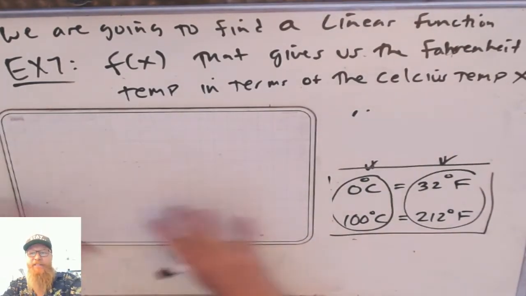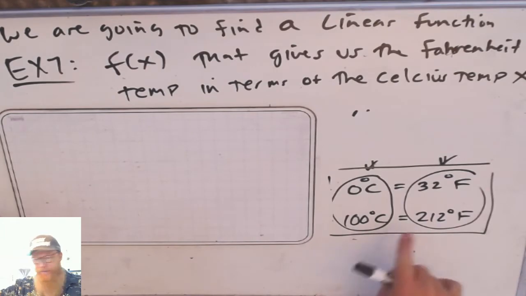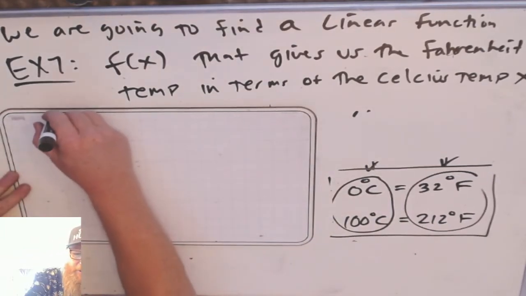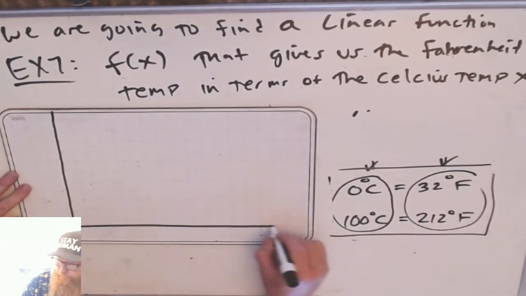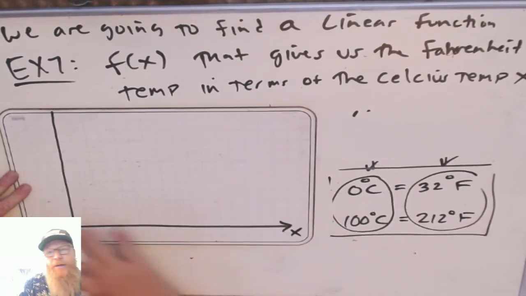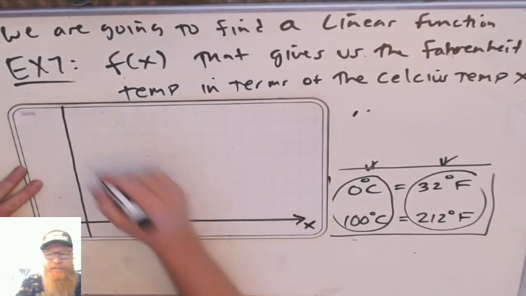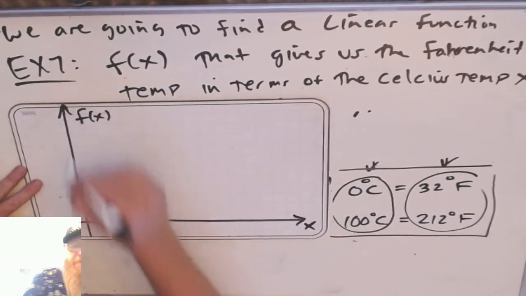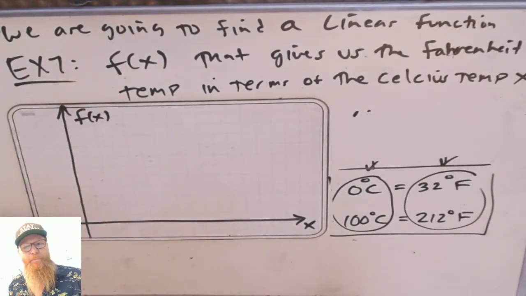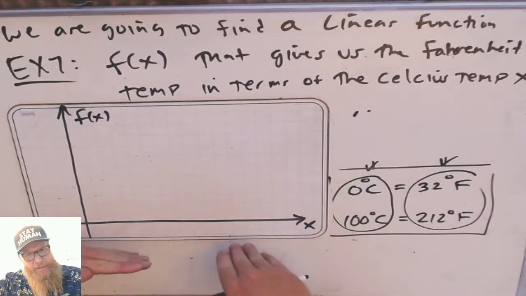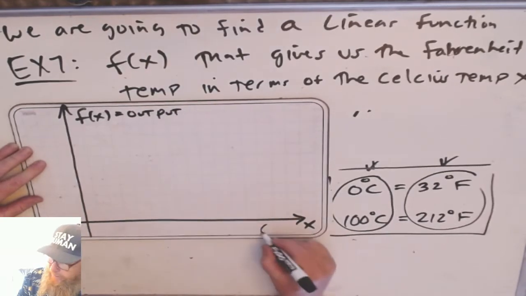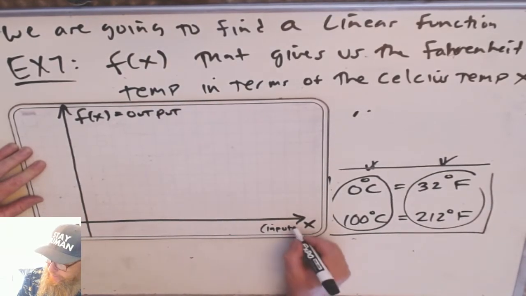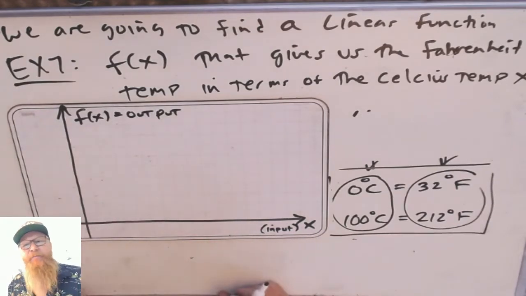All right, now obviously my board is not going to be big enough to fit these giant numbers here, so what we're going to do is just change the scale a little bit. So x is going to be Celsius. F of x is going to be Fahrenheit. In other words, we're going to input a Celsius and output a Fahrenheit.